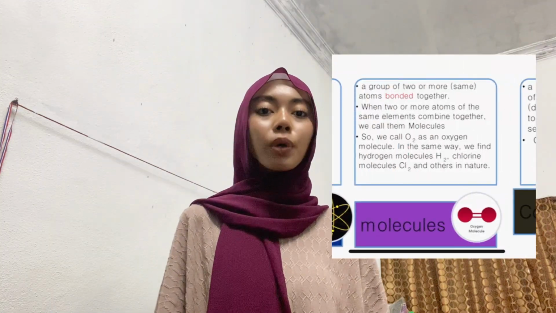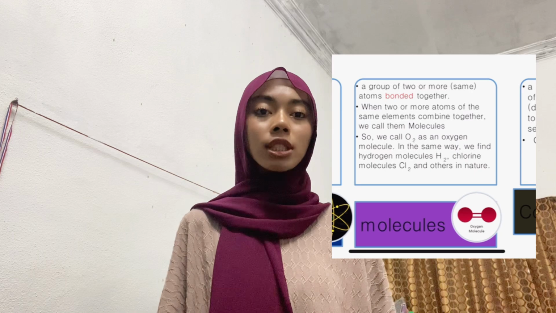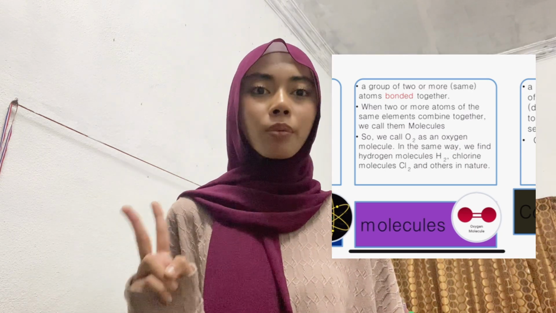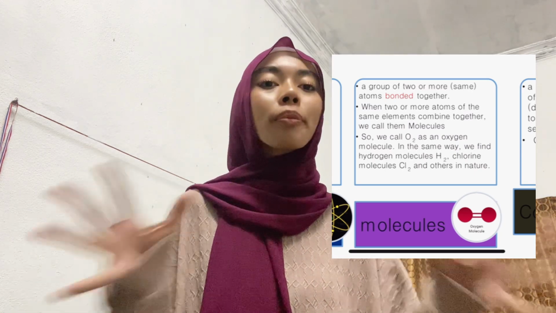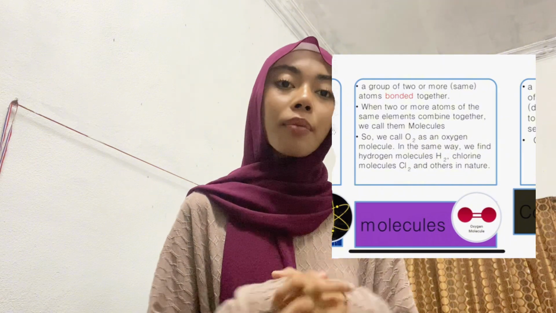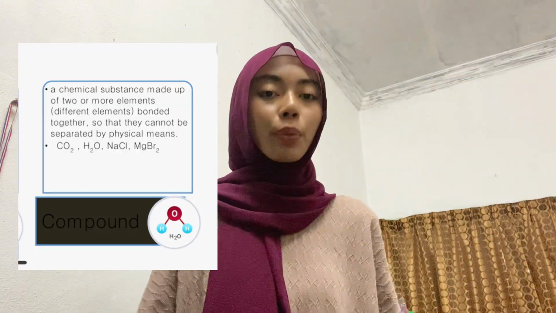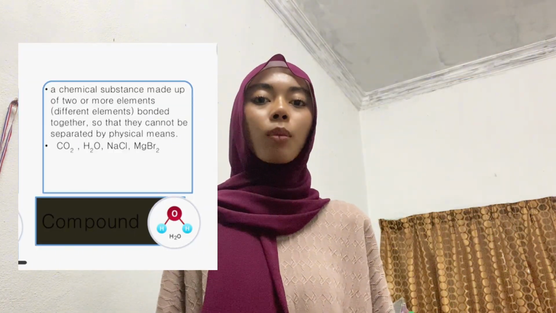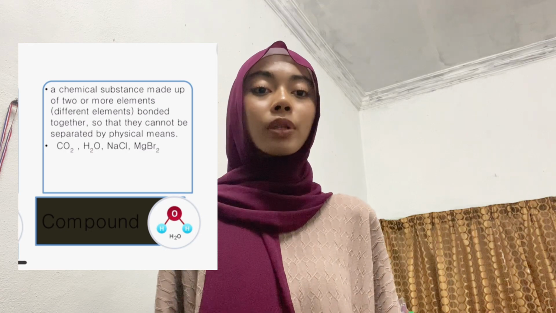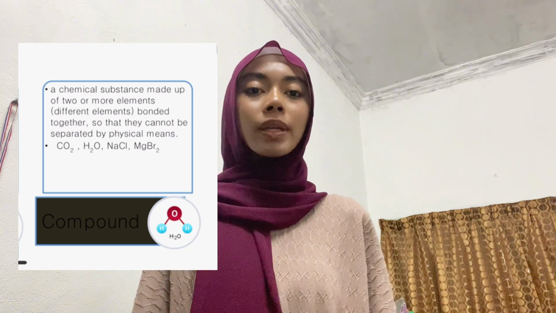Next, a molecule is a group of two or more atoms bonded together. When two or more atoms of the same element combine together, we call them molecules. A compound is a chemical substance made up of two or more elements bonded together so that they cannot be separated by physical means. Now, let's dig deeper into molecules.